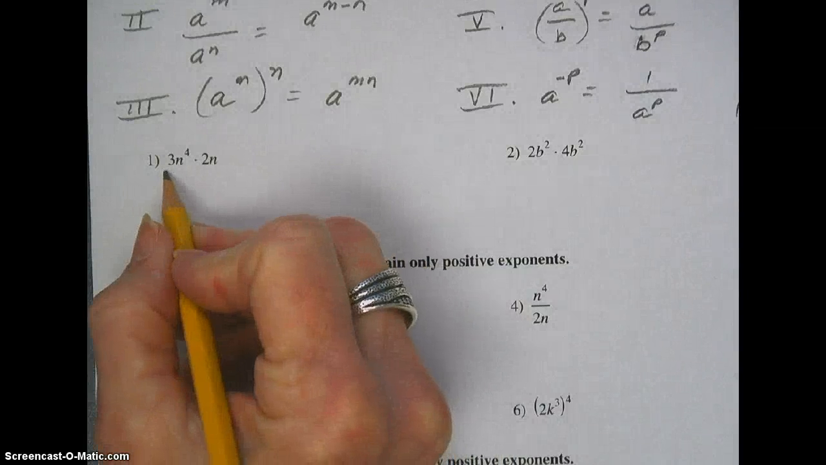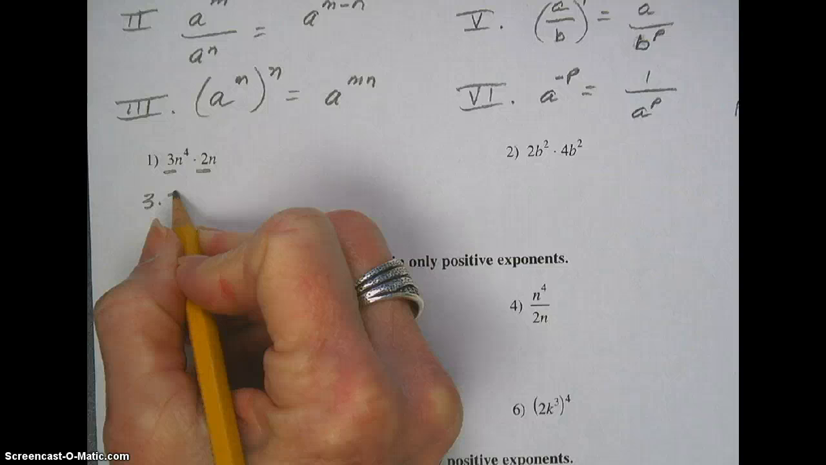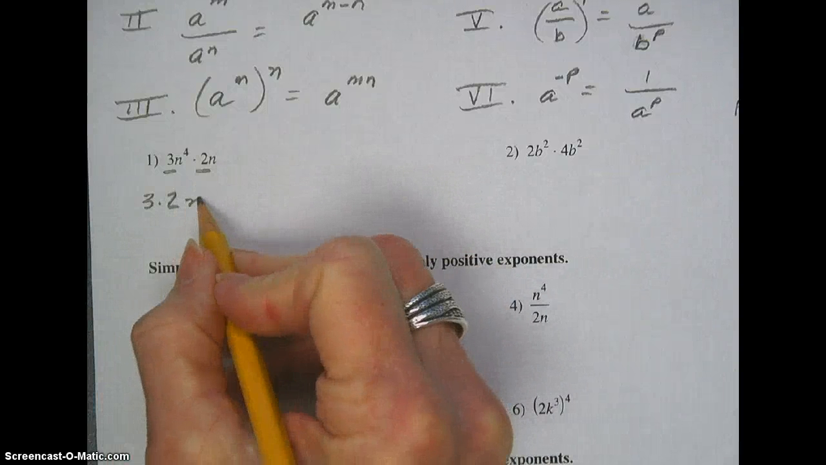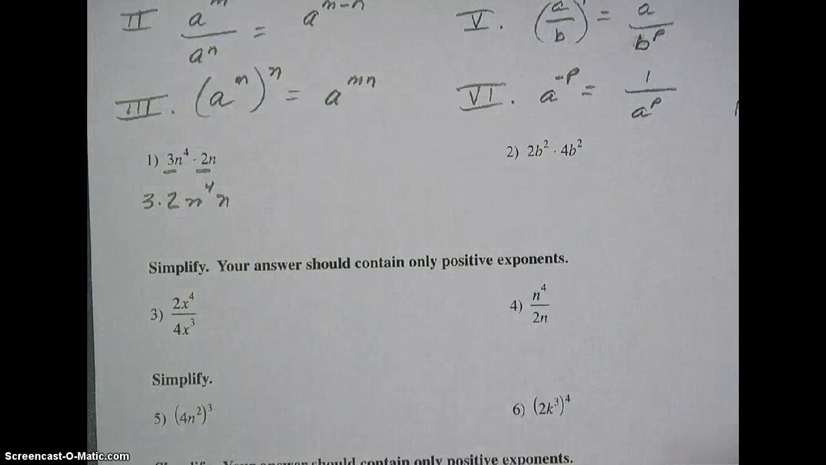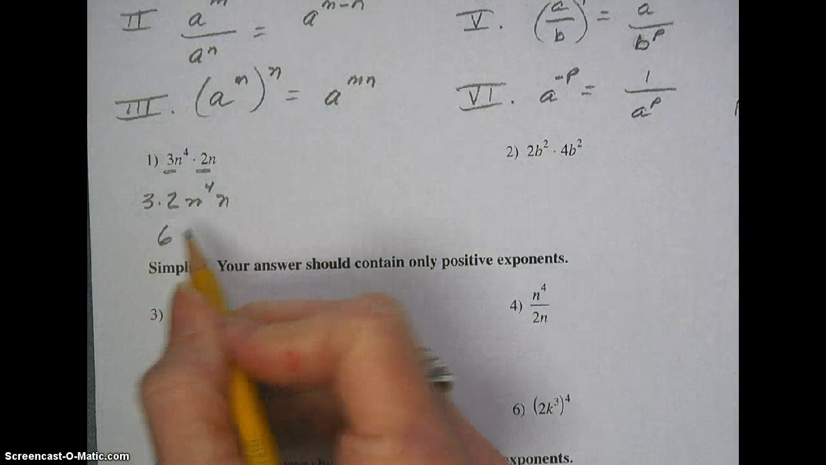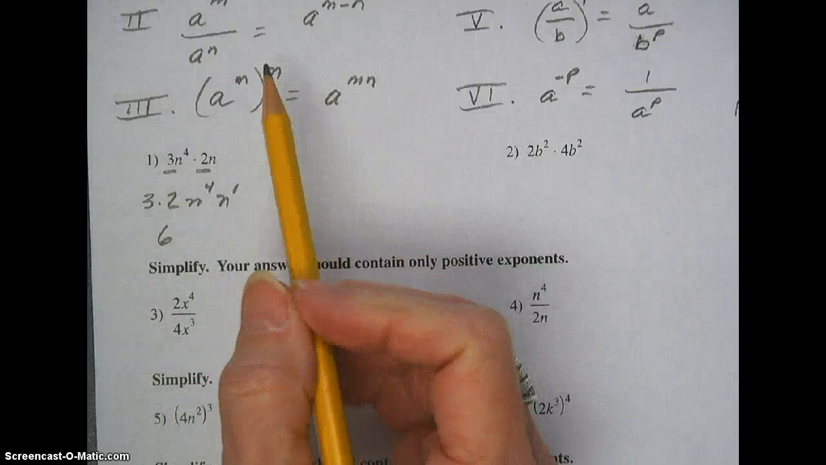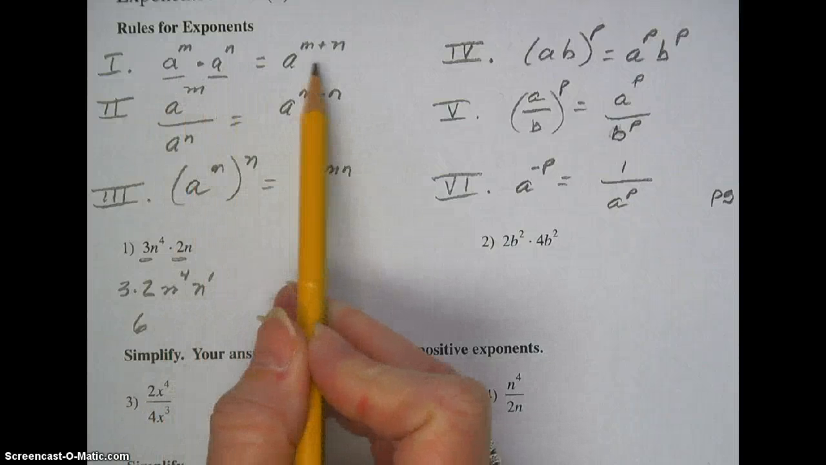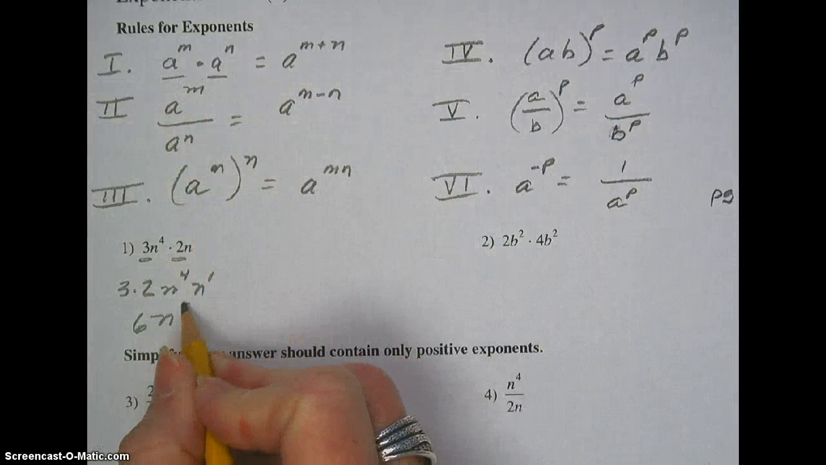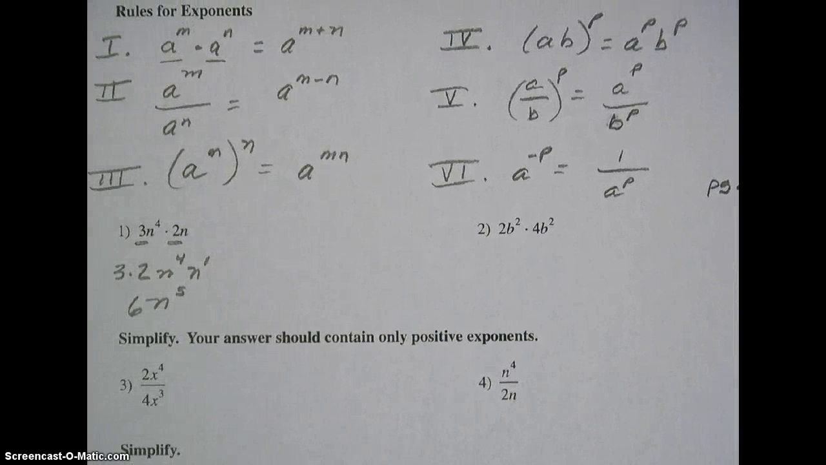What you want to do is you want to treat numbers like you're multiplying. So I sometimes will have students rearrange the numbers and then the variables. 3 times 2 is 6, and n to the 4th power and n to the 1st power. This should look like rule 1 to you. Same base. We're going to add the exponents, and 6n to the 5th will be the final answer.